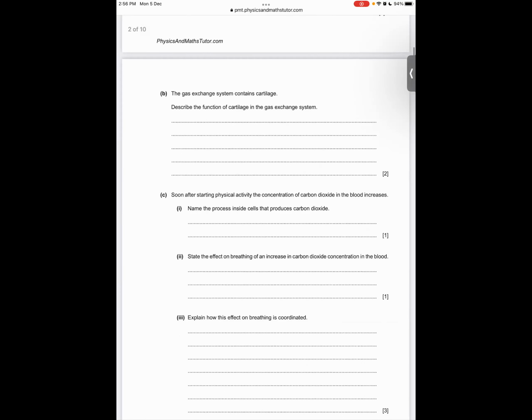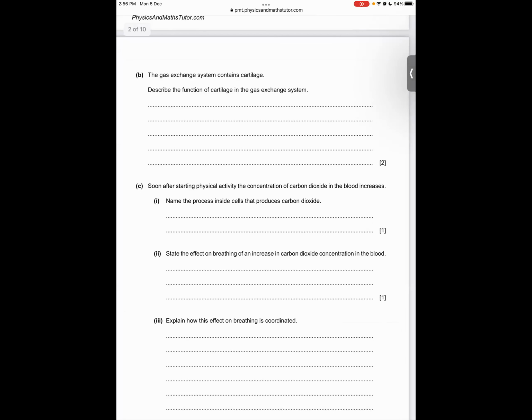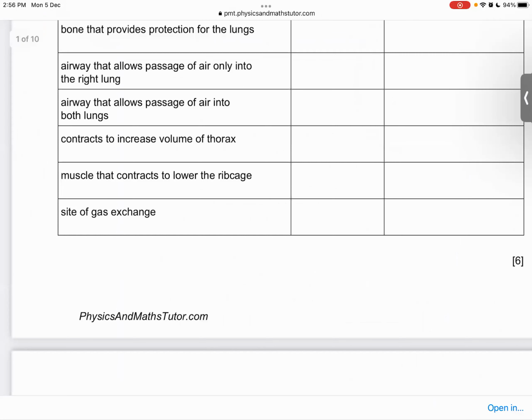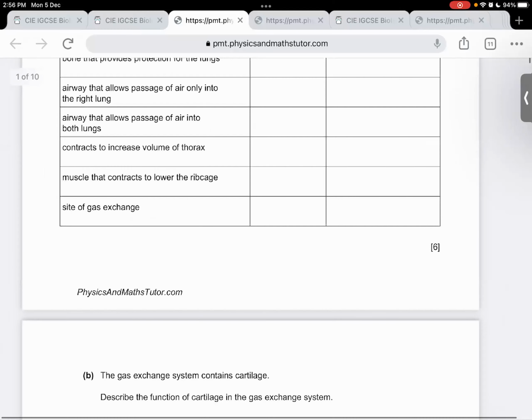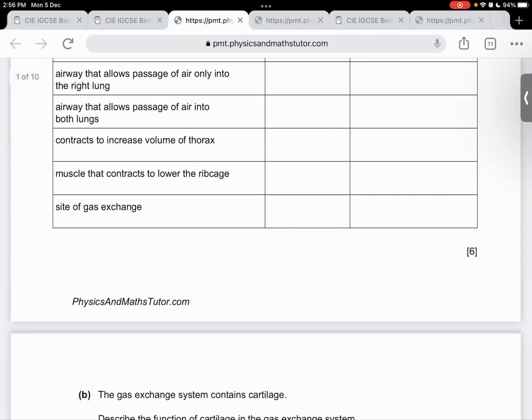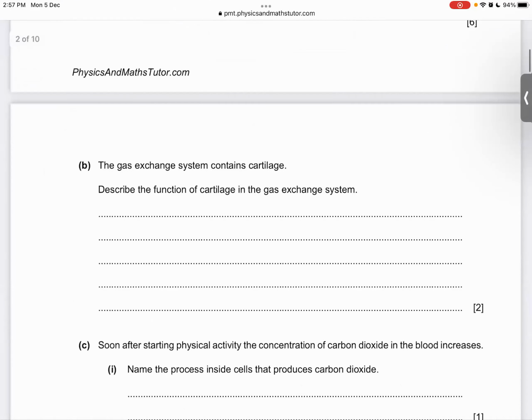The gas exchange system contains cartilage. Describe the function of cartilage in the gas exchange system. अच्छा, before we do these questions, I was just thinking, did you get a chance to revise this chapter? Because अगर revise नहीं किया ना, तो फिर I don't think there is a use to do the past papers. No, I haven't. I didn't get the chance. हाँ, रिवाइज तो करना चाहिए.